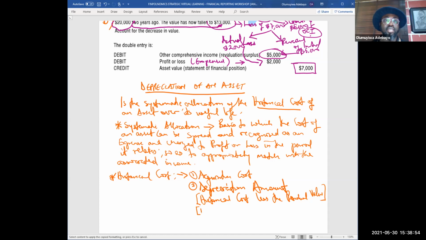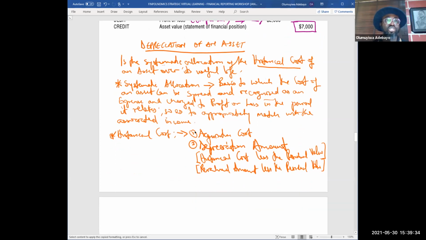Also, it could be the revalued amount less the residual value. What that signifies is that the asset's new revalued amount less what will be salvaged at the end of the day by way of disposal or scrap will be our depreciable amount. And this amount is what will be allocated on a systematic basis by way of an expense over the life of the asset. The last aspect of it is the useful life.